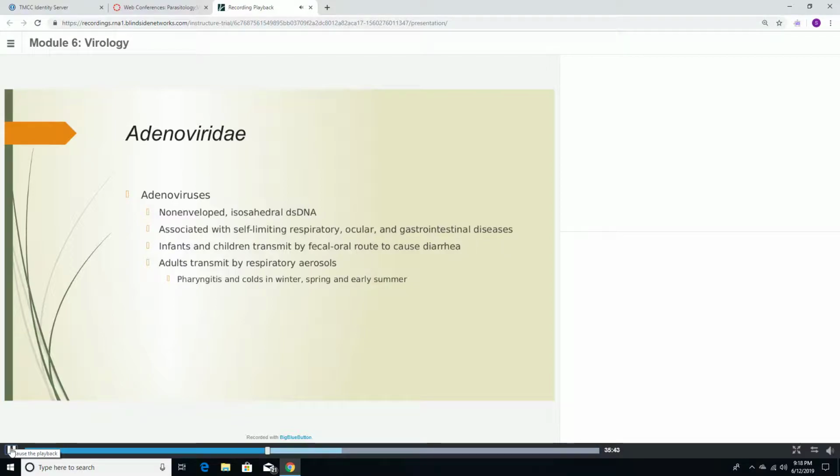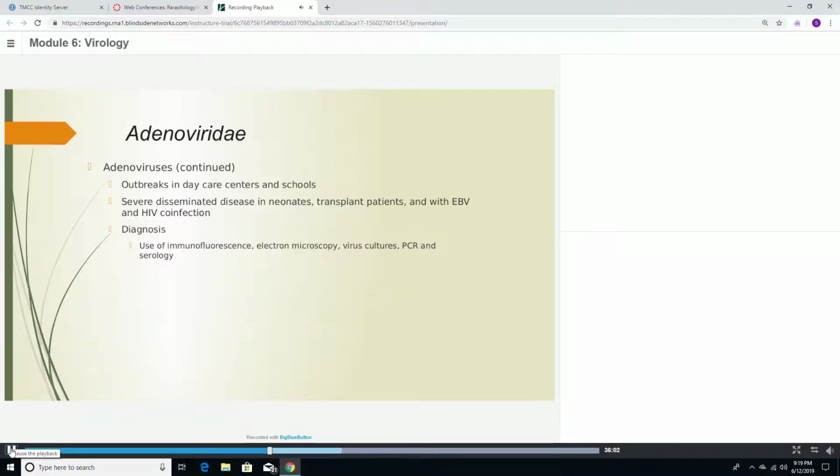early summer. I come in contact with the adenovirus very often because I'm easily susceptible to this virus because I am a smoker. So generally, if you see me in the early winter, early spring, or early summer with a cold, it's because I have an adenovirus infection because I'm a smoker. Adenoviruses can cause outbreaks in daycare centers and schools.